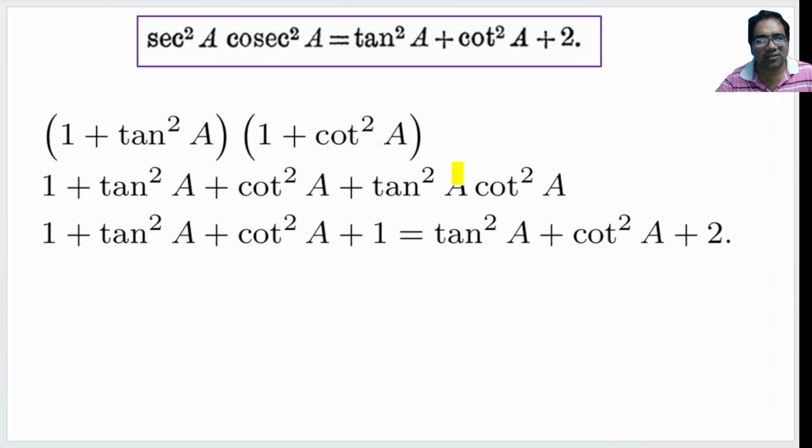But this into this is equal to 1, right? Tan equals 1 by cot or cot equals 1 by tan. So this part will become 1. So we have 1 plus tan square a plus cot square a plus 1. This 1 plus 1 is 2. So we have tan square a plus cot square a plus 2. Right, that is what we wanted to prove. Very basic results, right?